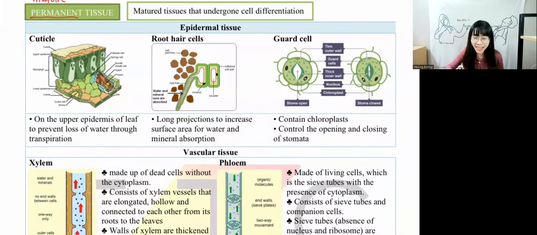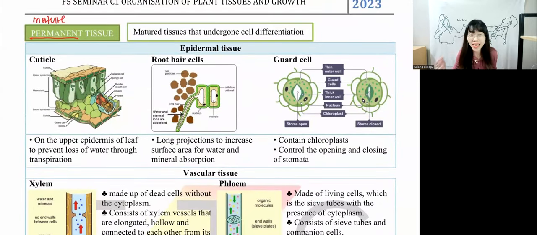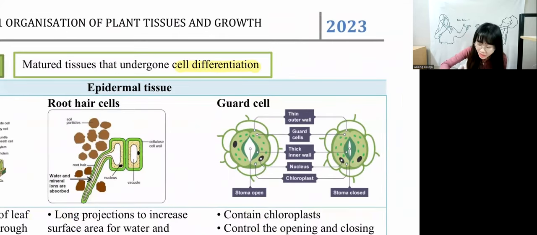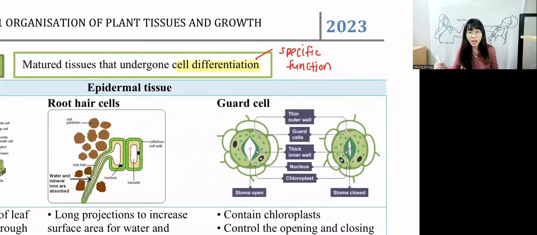We have permanent tissue. As we have said, what is permanent tissue? Permanent tissue is a mature tissue. Mature tissue means that they have carried out cell differentiation. Any cell that carries out cell differentiation will have a specific function. In every part in biology, whenever you see the word cell differentiation, they need to have a specific function. Cambium is to form xylem and phloem. To form xylem and phloem is called cambium.